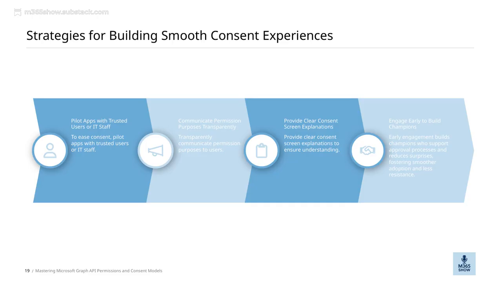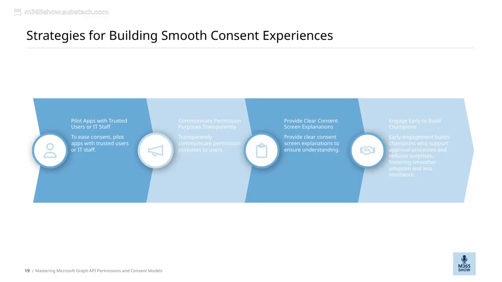Let's talk about strategies for building smooth consent experiences. One of the most effective approaches is engaging early in the process. When we involve users or stakeholders early on, we can turn them into champions who support the approval process. This proactive engagement helps reduce surprises later and makes the overall adoption smoother, with less resistance. Next, it's crucial to provide clear explanations on the consent screens. We want users to understand exactly what they're consenting to, so clarity here is key. Transparent communication about the purpose of permissions builds trust and minimizes confusion.